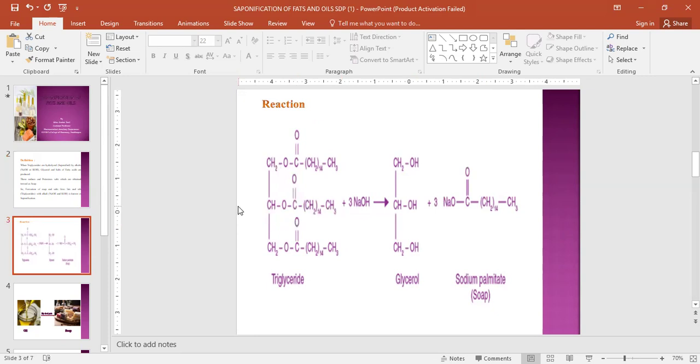So triglyceride is a long chain structure. For hydrolysis of that triglyceride, three molecules of NaOH or KOH are needed. If NaOH is replaced by KOH, then the potassium salt is formed. If NaOH is used for the hydrolysis, then the sodium salt of that free fatty acid is produced. So that salt of the free fatty acid is nothing but the soap, and the formation of the soap, that process, is called saponification.